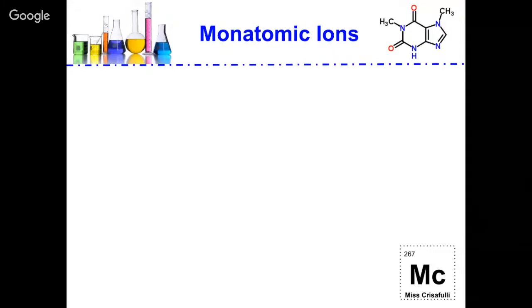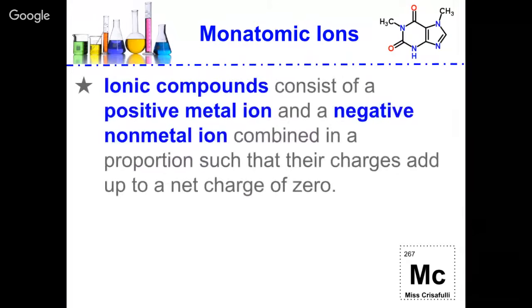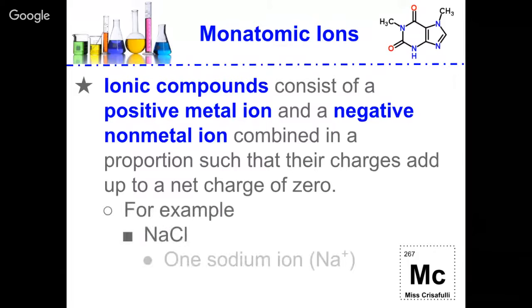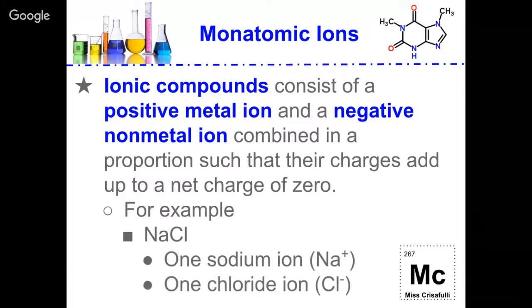So let's talk about monatomic ions. Ionic compounds consist of a positive metal ion and a negative nonmetal ion, and they're going to be combined in a proportion such that their charges add up to a net charge of 0. What does that mean? That means that ionic compounds have an overall neutral charge. So for example, NaCl is going to be one sodium ion, which is Na+, and one chloride ion, which is Cl-. That +1 and -1 add up to an overall 0 charge.